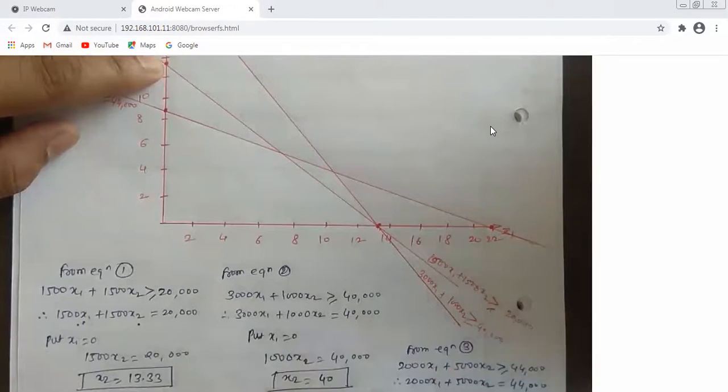समजते? When we are getting this symbol greater than or equal to, in that case we can say that our solution is away from the origin.